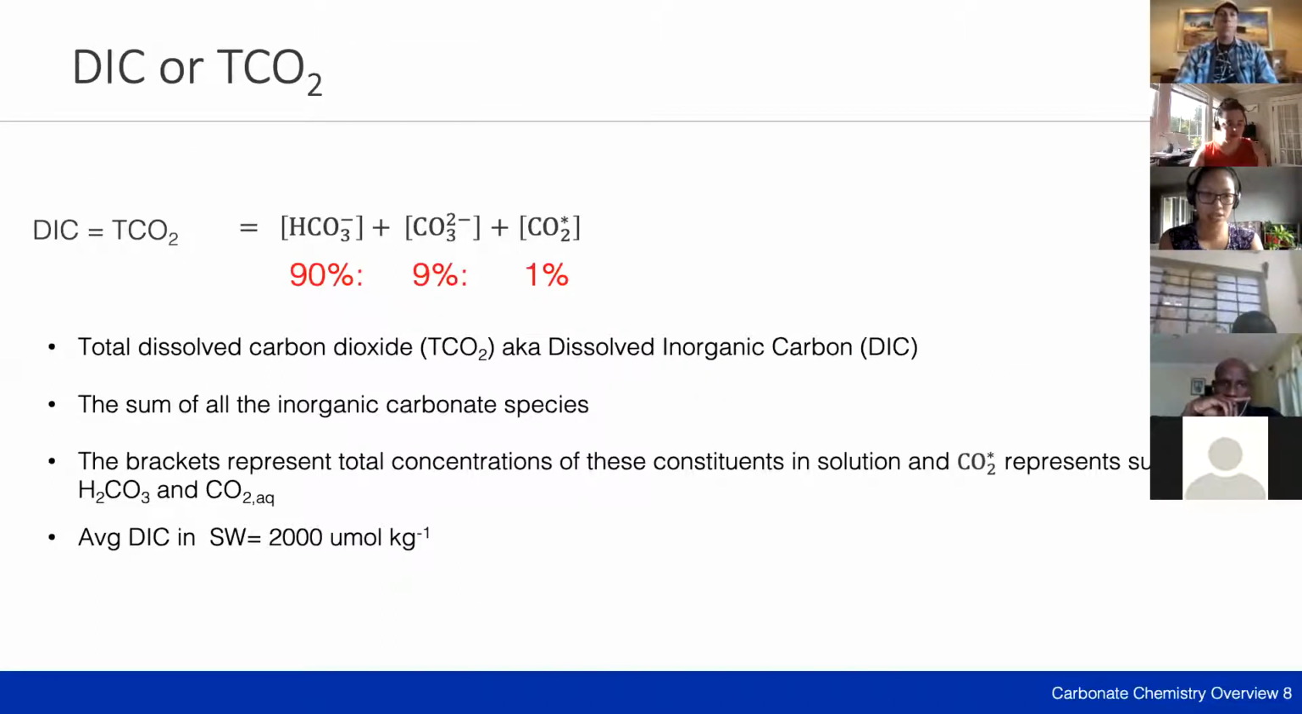So the next thing is dissolved inorganic carbon, or DIC, which people also call total dissolved carbon dioxide. There are a lot of names and they all mean this definition. I talked earlier about bicarbonate, the first chemical species, which is 90% of DIC. Carbonate is 9% and 1% is dissolved carbon dioxide. So total dissolved inorganic carbon is the sum of all those species. Average DIC in seawater is about 2,000 micromoles per kilogram, to give you an idea of what that measurement is in the ocean.